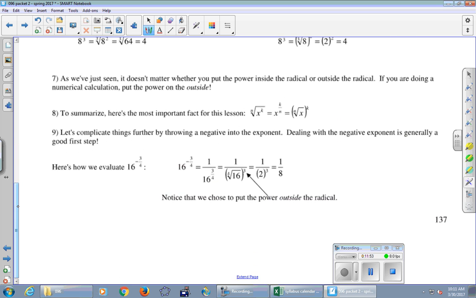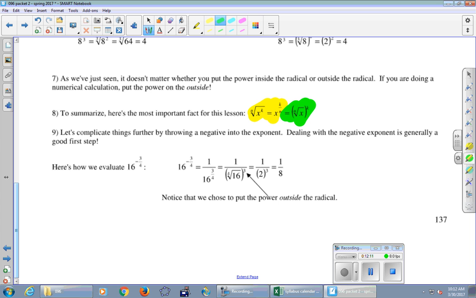Okay, so to summarize, the most important fact for this lesson is right there. This is the thing that we wrote up above and you put stars around. This is the thing we just discovered, that you could put that k inside the radical like we've been doing most of today, or outside. You'll get the same thing either way.